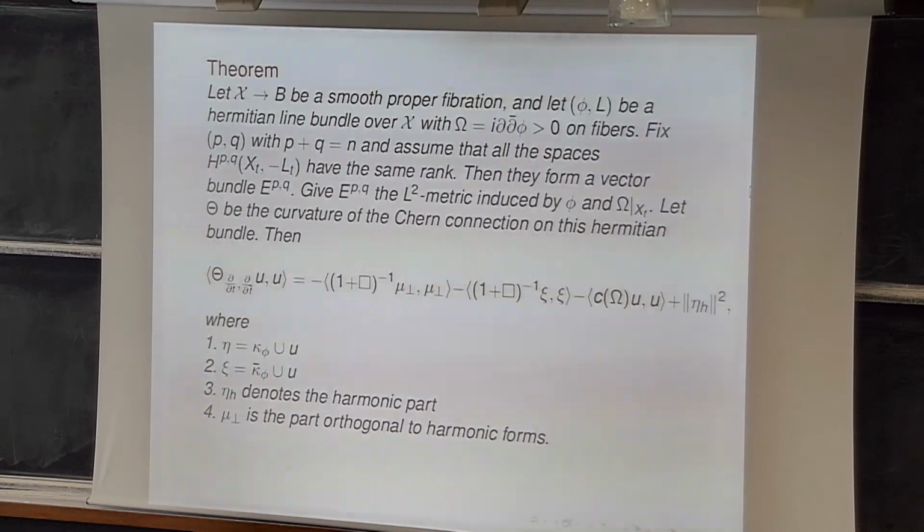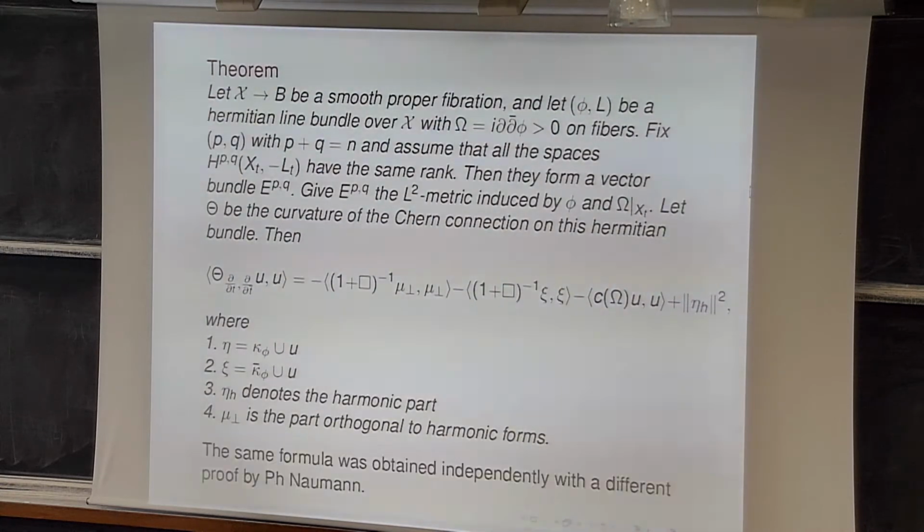So now I have explained everything except what mu is. Mu can also be formulated in terms of those things here, but it won't play a very big role in the sequel, so I will just regard it as an extra bonus. It has the good sign. It makes things better, but we're going to focus on the other things there. And the same formula was obtained independently with a different proof by Philip Naumann.